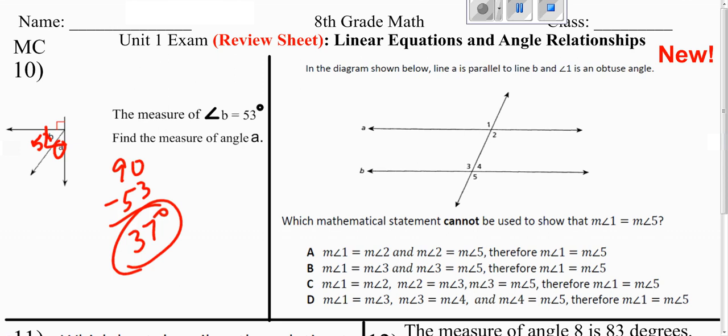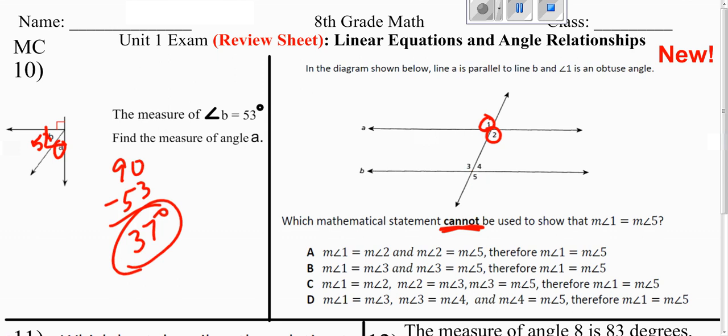Okay, in the diagram shown below, line A is parallel to line B, and angle 1 is an obtuse angle. Which mathematical statement cannot be used to show that the measure of angle 1 is equal to the measure of angle 5? So I'm just going to go through each choice, and I'm assuming in one of the choices there's going to be a mistake. So in choice A, the measure of angle 1 equals the measure of angle 2. That's true because they're vertical angles. The measure of angle 2 equals the measure of angle 5. That's true because they're corresponding angles. So therefore, the measure of angle 1 equals the measure of angle 5.